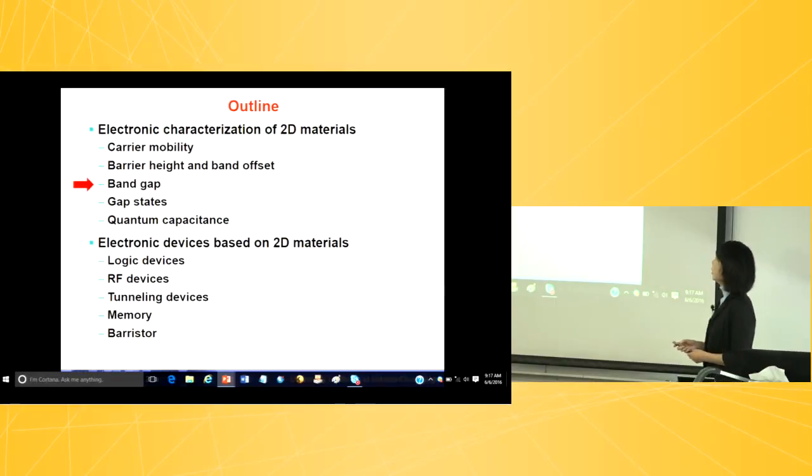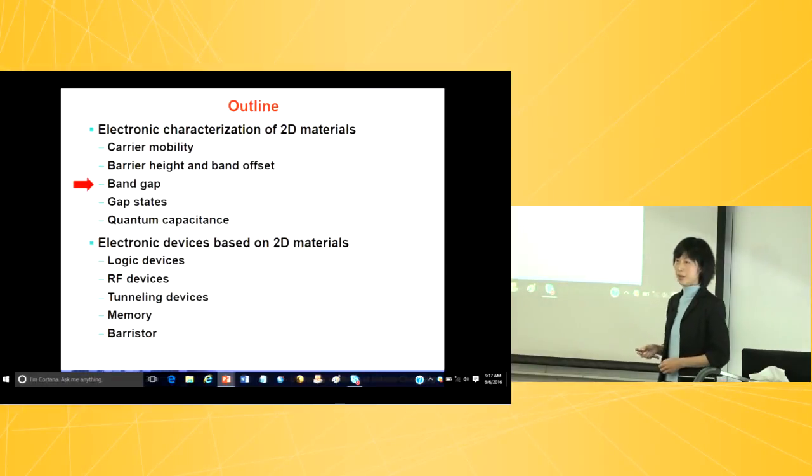So the third parameter we can measure electrically is the band gap.